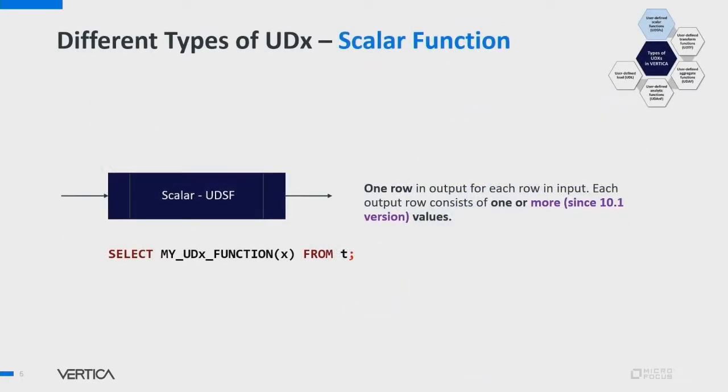Let's start with the scalar functions. We usually develop a user-defined scalar function to perform data manipulations that are too complex or too slow to perform using a standard SQL statement or function. For each row in output, there is one corresponding row in input. Until version 10.1, a scalar function could return only a single value per row. But since version 10.1, we can return more than one value from a scalar function, but you have to use a native Vertica row data type, which allows you to return multiple values.